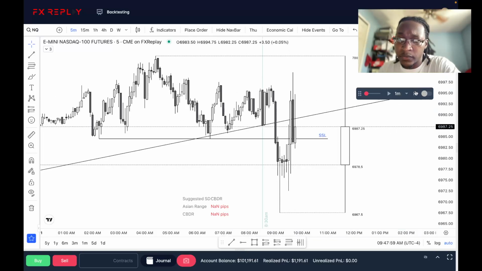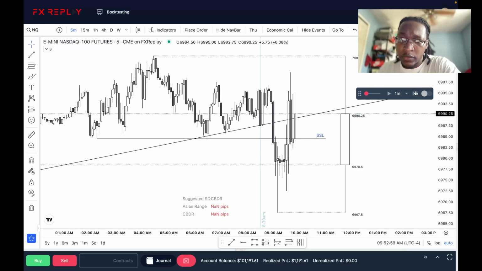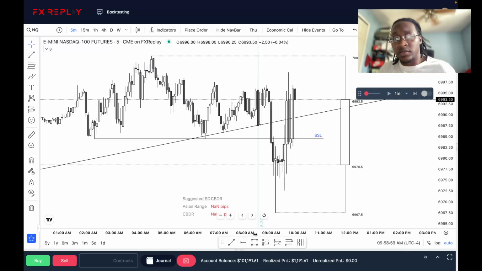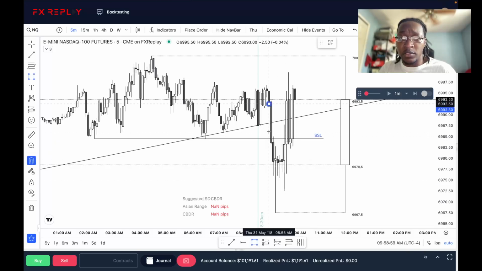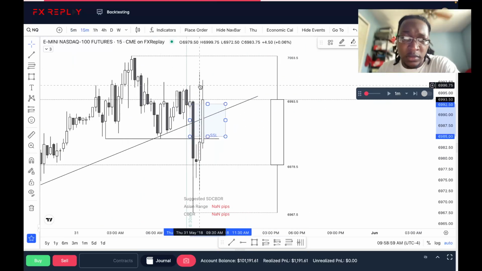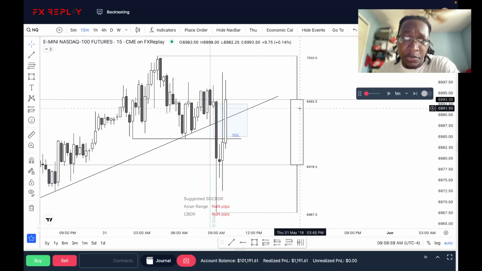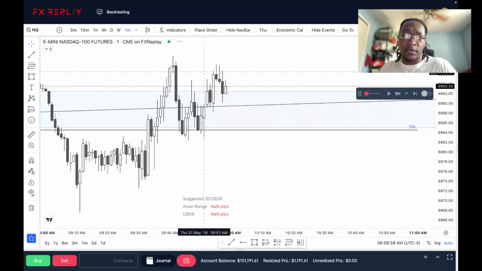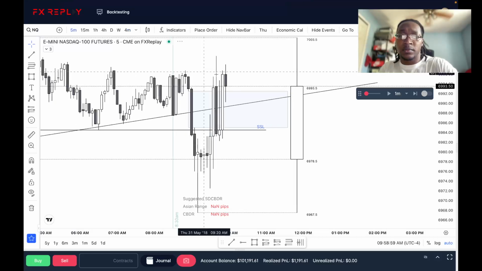Today's Thursday. This inverse fair value gap may be the reason we push higher. I mean, the 15-minute looks pretty clean. I just would like to see a fair value gap to enter on.